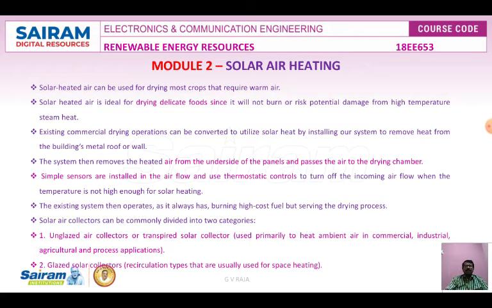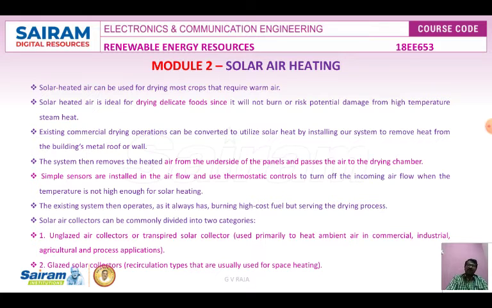The system then removes the heated air from the underside of the panel and passes the air to the dry chamber. Simple sensors are installed in the airflow and use thermostatic control to turn off the incoming airflow when the temperature is not high enough for the solar heating. Then we can use the existing system that operates always. During the night times we can use this process for drying, but during the day times we can use the solar system.